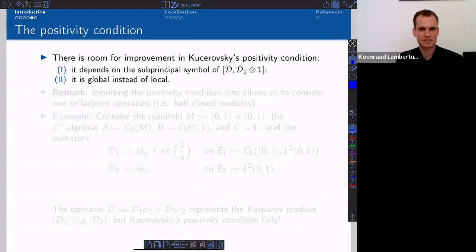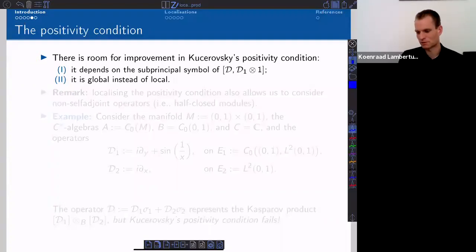Yeah, so let me mention, I don't want to sound too negative about Kucerovsky's condition. Of course, it is a very useful theorem, and it has been used a lot in the literature on the unbounded Kasparov product. It's one of the cornerstones underlying the construction of the unbounded Kasparov product. So it is a very useful theorem. But these two issues show that there's still room for improvement. So we would like to be able to apply this theorem in more general circumstances, for instance, to a simple example that I'll write down in a moment.